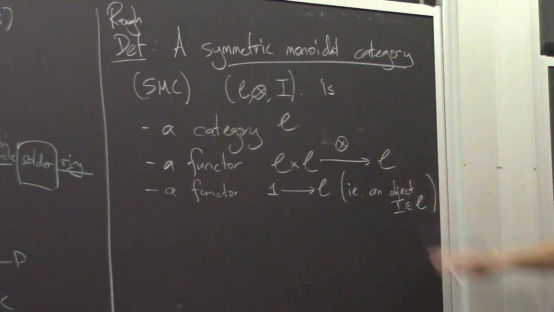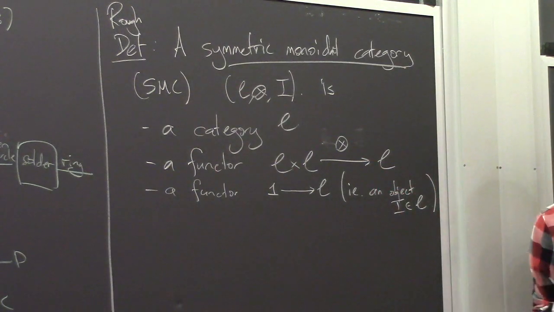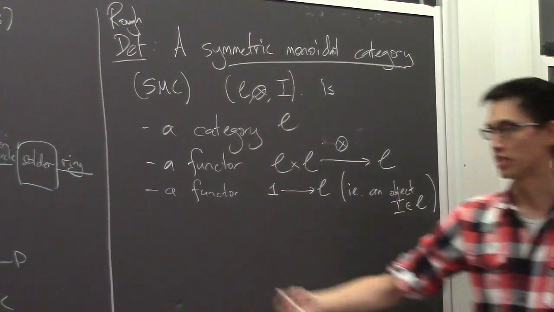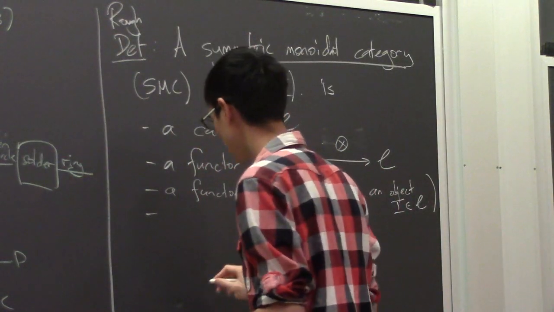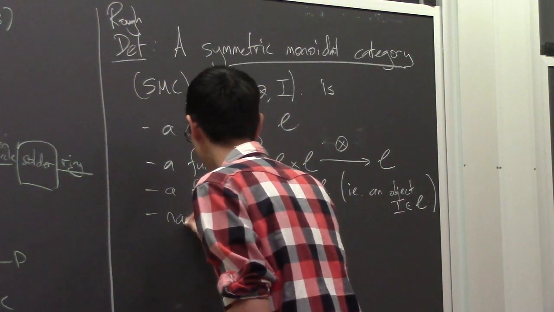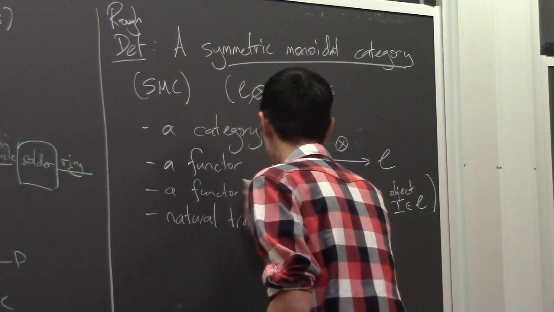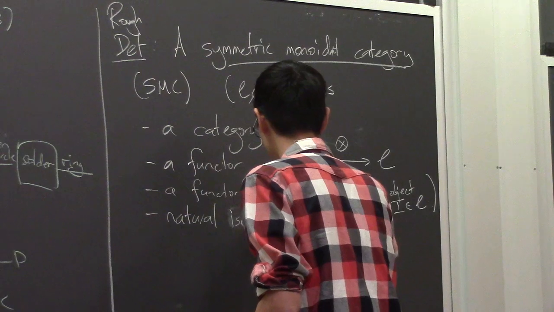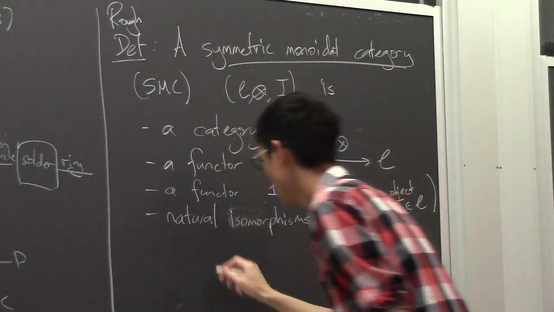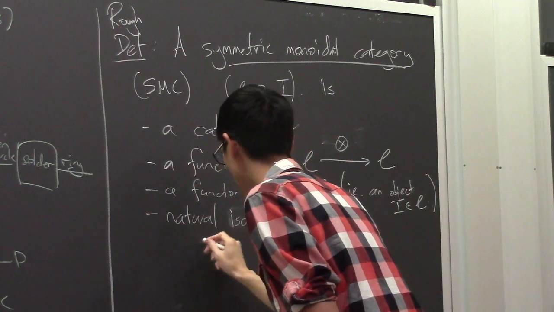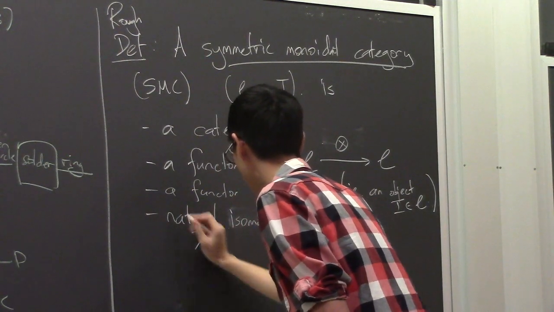So that's the monoidal category. And then we have some things that help keep track of these ideas like associativity and unitality. So we've got natural transformations or natural isomorphisms.